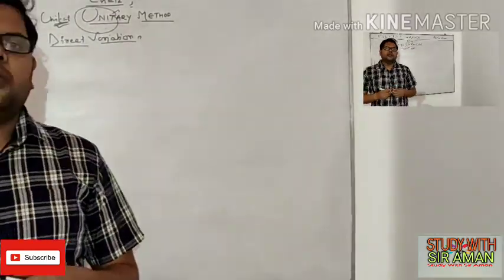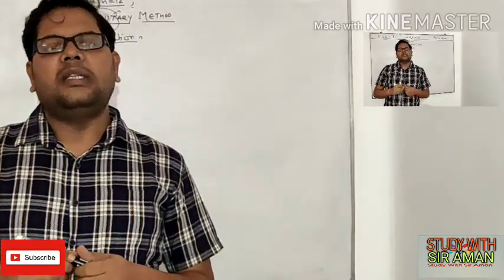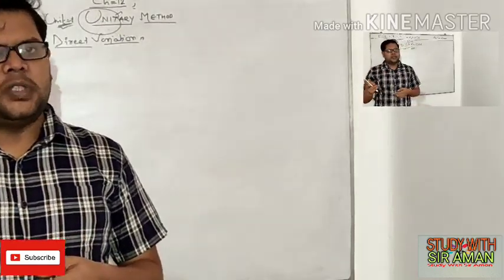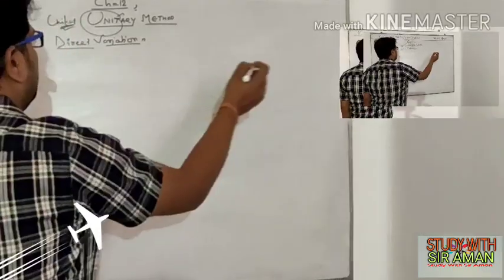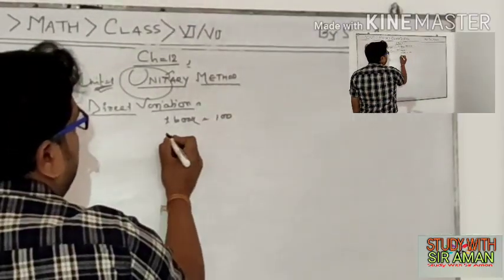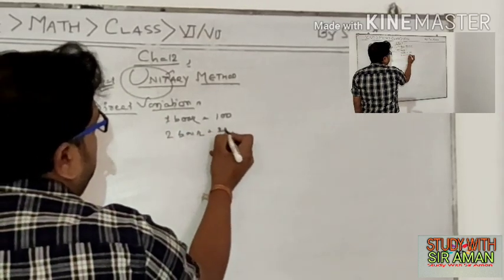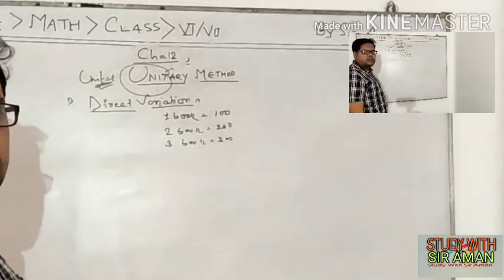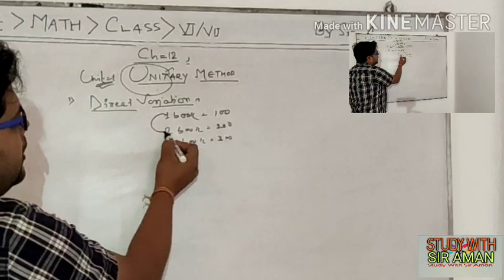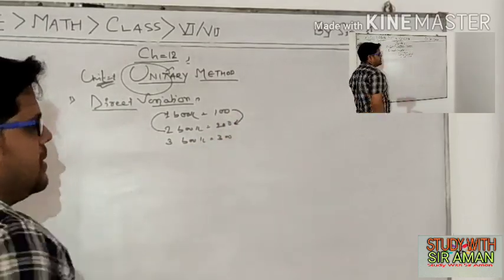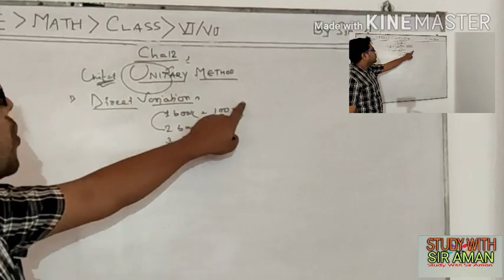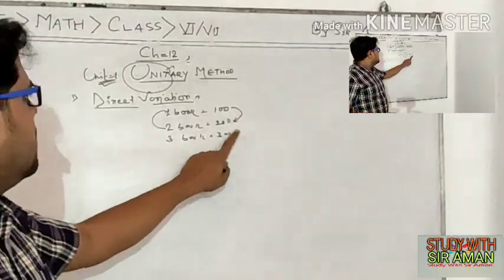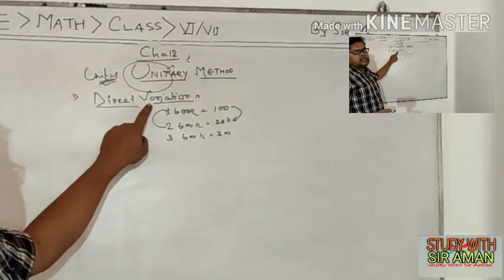If the cost of one book is 100 rupees, what is the cost of two books? Very easy, 200. What is the cost of three books? Very easy, 300. See, if the cost of one book is 100, two books 200, three books 300, means more the quantity, more will be the price. This change is known as direct variation.